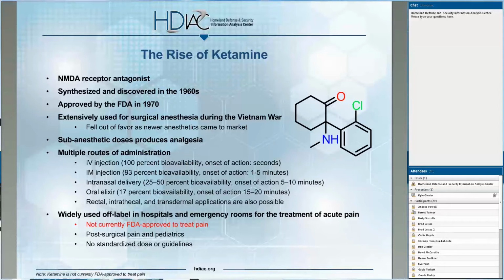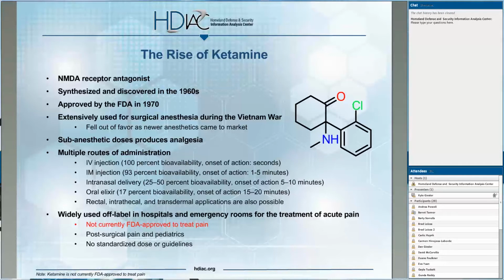And then the other thing that's really interesting about ketamine is that with this nitrogen atom present on the molecule itself, ketamine can be formulated as a salt. It's relatively lipophilic. And so because it can be formulated as a salt, it can be formulated in various different formulation strategies, whether you have an IV injection, IM, intranasal, oral elixir, rectal, intrathecal, transdermal. These are all possible because the molecule has this property of becoming a salt, or it can be delivered as is in its lipophilic form, whatever the application might have you.